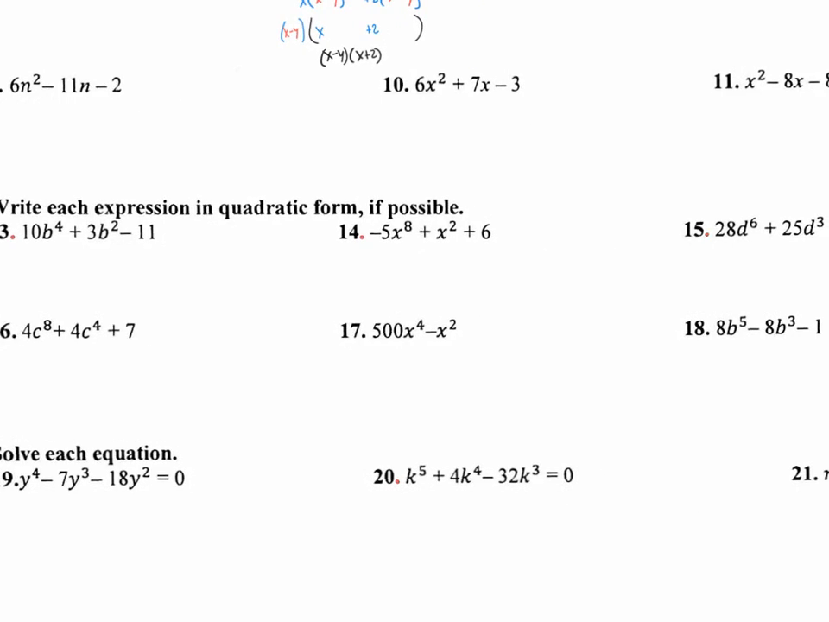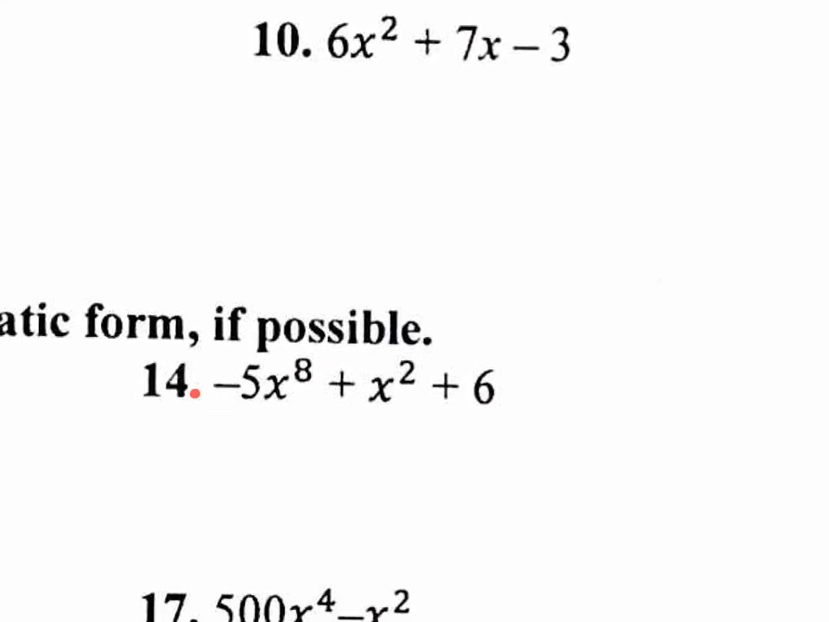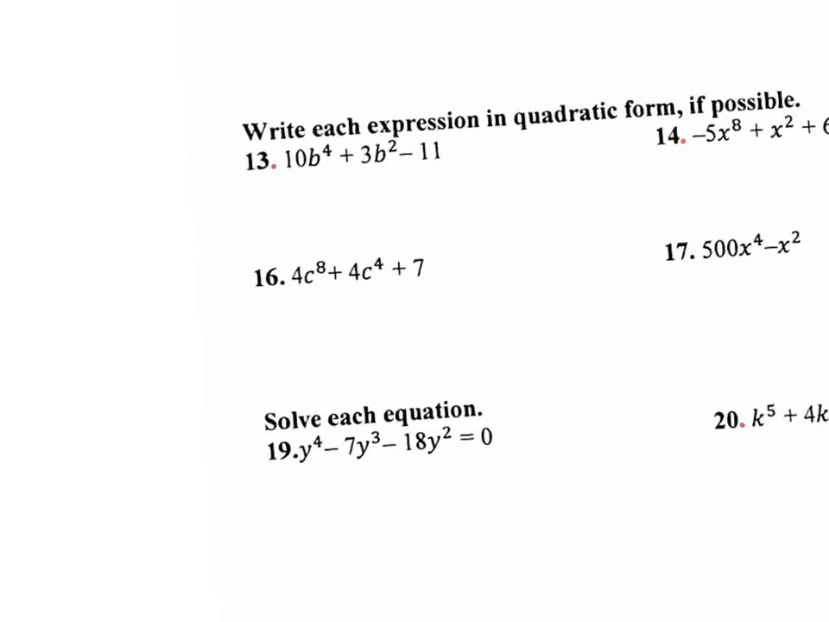Let's jump to number 10. Do we even need to see number 10? That's really factoring where your A value is not 1. So you would go step 1, A times C. Step 2, make a list. Do you guys want to see that, or you got it? You got it. All right, cool. Let's move on. Let's go to number 14.